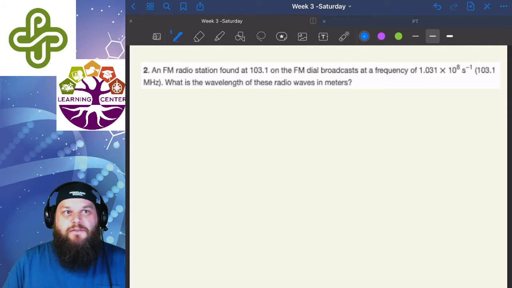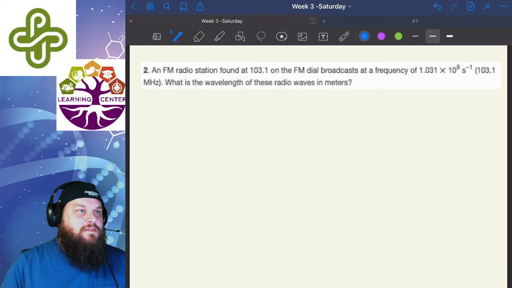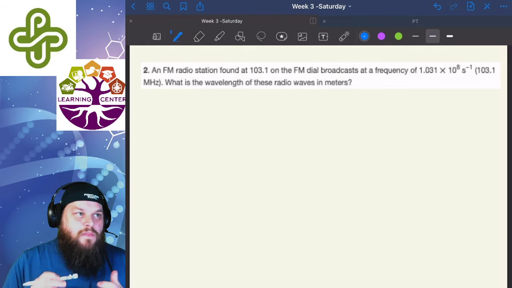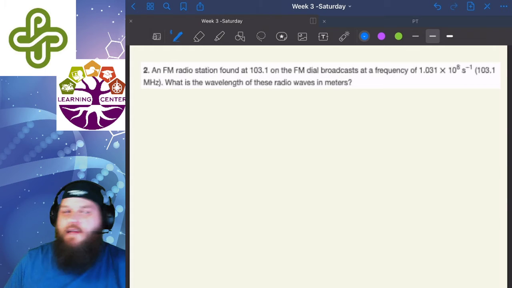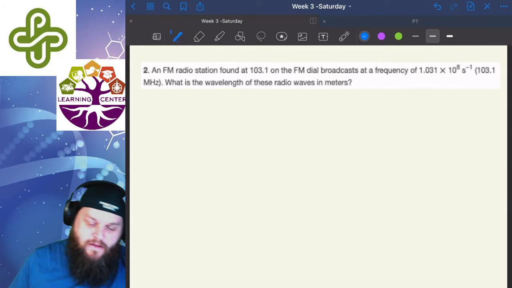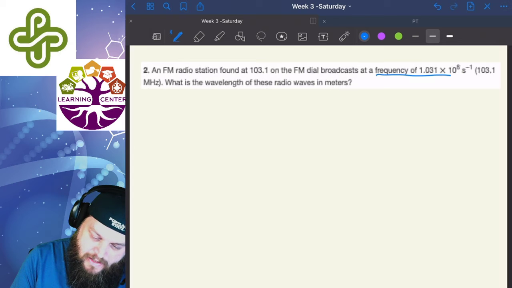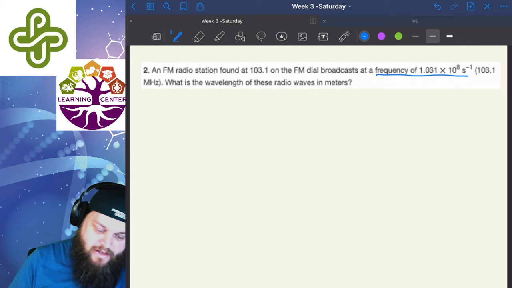which broadcasts its frequency at, believe it or not, 1.031 times 10 to the 8 hertz, or per second is what the hertz is. So they want to know what is the wavelength of these radio waves in meters, or standard unit for length and distance. So I'm going to point out the key parts of this, which is the frequency that we're looking at.